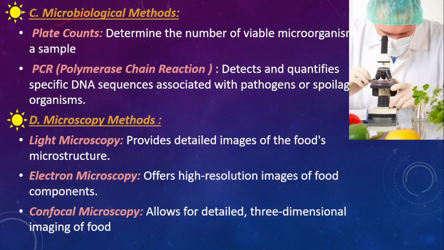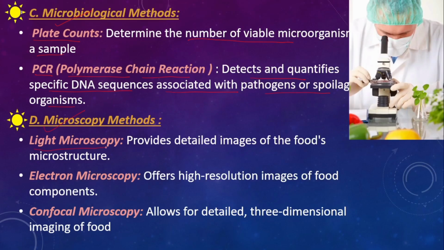In this microbiological methods, we see the plate counts. It determines the number of viable microorganisms in a sample. Next is PCR, which is polymerase chain reaction, which detects and quantifies specific DNA sequences associated with pathogens or the spoilage microorganisms. And next is the microscopy methods.